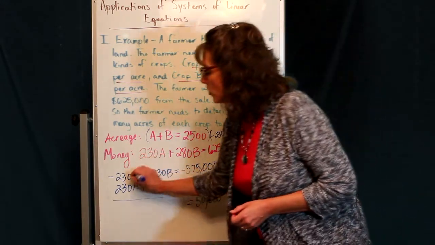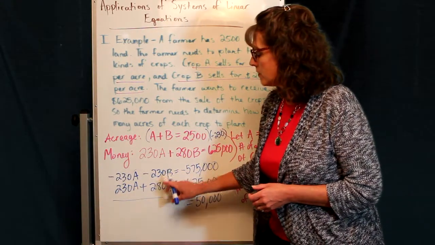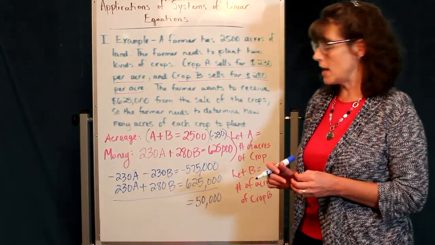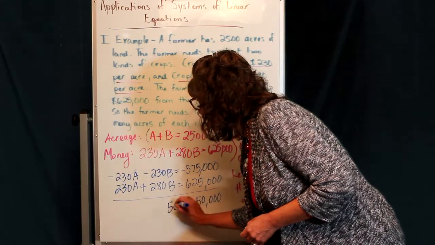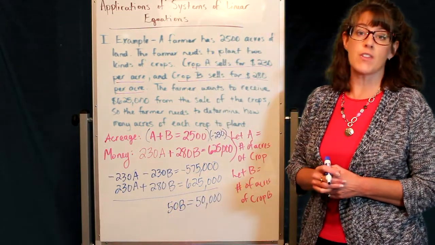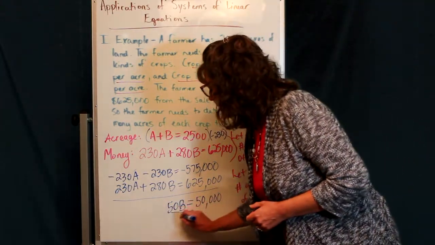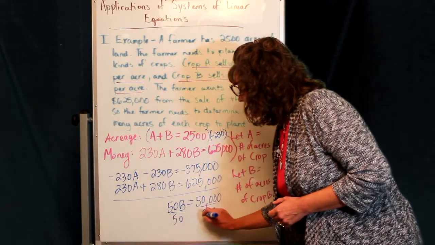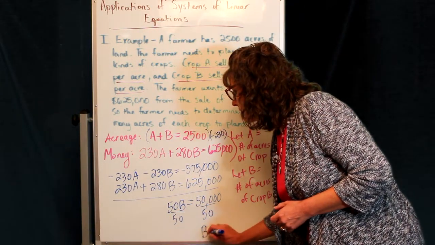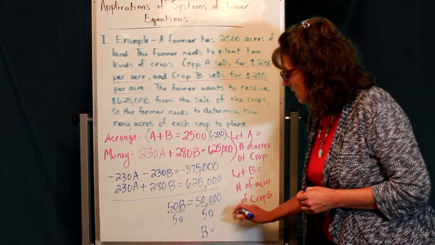And notice that these two will cancel when I add. And a negative 230 plus 280 is going to be a 50. So I have a 50B equals 50,000. And then when I divide through by 50, 50,000 divided by 50 is going to be 1,000.